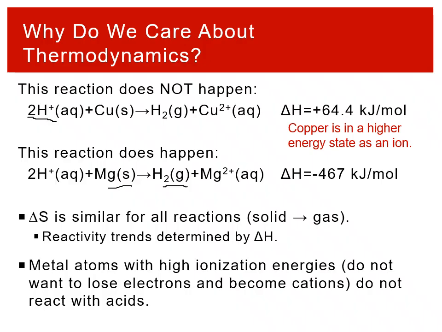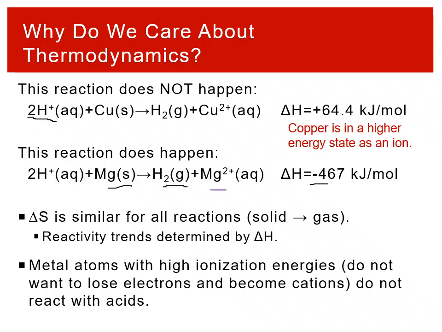So something like magnesium, where the delta H of the reaction is very negative, means that the delta G is also going to be negative. And that's why this reaction happens. So if we want to look at which metals react with acid, we only need to look at enthalpy, and it's all about the relative stability of these different ions.